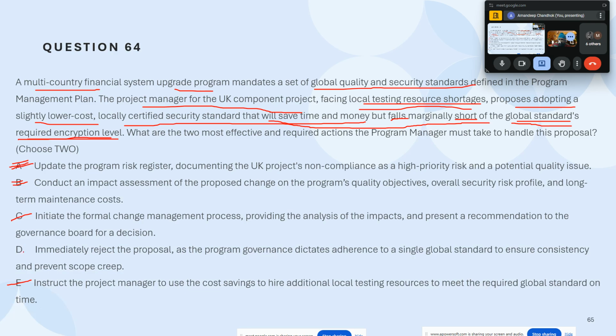So let's go bottom to up this time, because we've got responses which are A, B, and C. So let's go bottom to up. Instruct the project manager to use cost saving. Okay, see, understand, right?